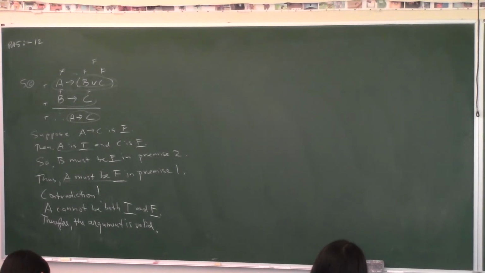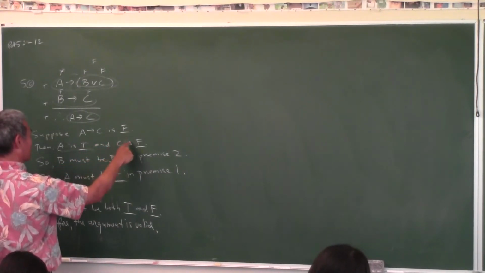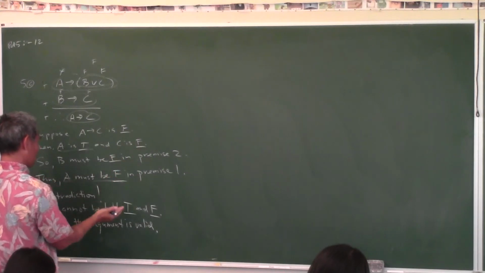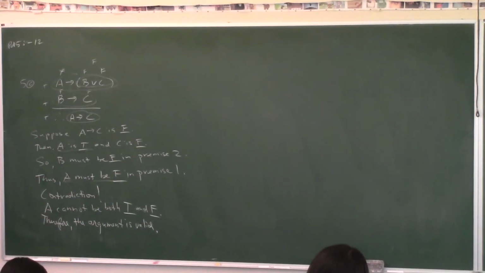For this one, could we have used C as a contradiction? No, because over here it says C is false, but there's no statement that says C is true here. A contradiction means a statement is both true and false.